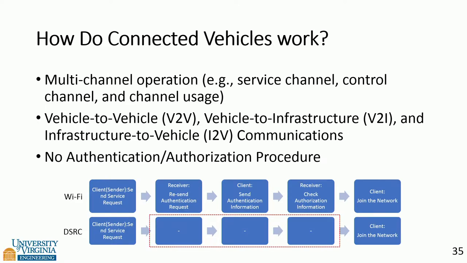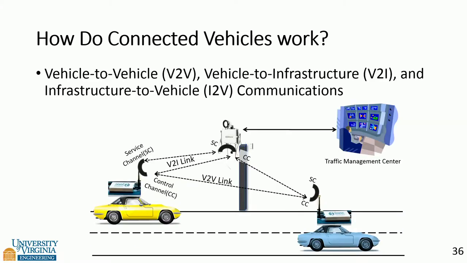So this is what I mentioned about eliminating the authentication process. Wi-Fi uses a receiver, where the client to receiver goes through authentication, and then they allow it to join the network. The DSRC decided to take this out to have better, quicker communications. It makes sense because cars are moving 60, 70 miles per hour. You don't have time to do these to avoid a crash. So that's understandable. The way they communicate is V2I, V2B, all these connections are available.